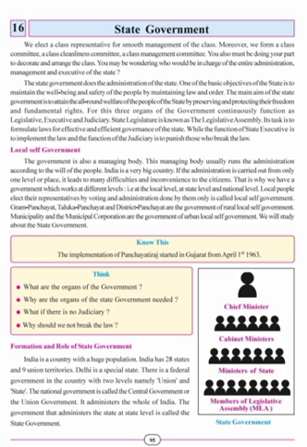One of the basic objectives of the state is to maintain the well-being and safety of the people by maintaining law and order. The main aim of the state government is to attain the all-round welfare of the people of the state by preserving and protecting their freedom and fundamental rights. For this, three organs of the government continuously function as legislative, executive, and judiciary.